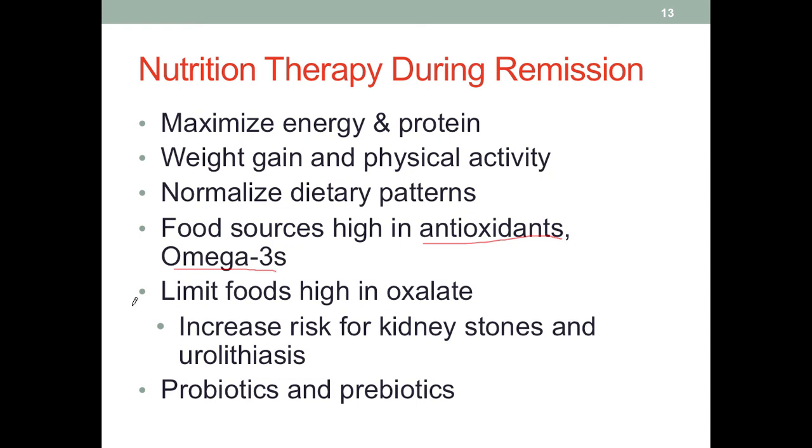Also, we want to limit foods that are high in oxalate because high oxalate foods in IBD, they can increase the risk for stones in the renal system for these patients. And when we study renal diseases, we will see that this is something that is also applied to people with kidney stones with or without IBD. And due to the fact that the colon is affected, probiotics and prebiotics are very useful to reinstate the normal gut bacteria profile in the colon.